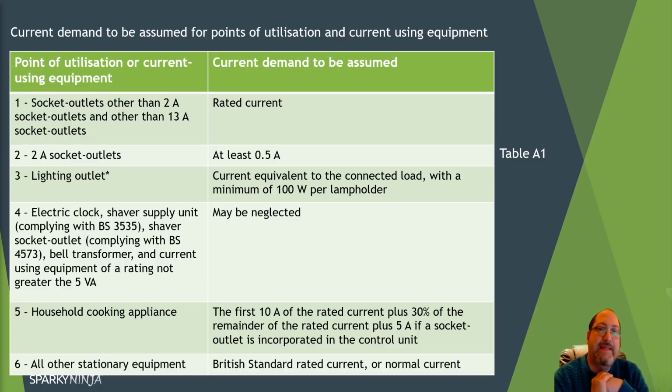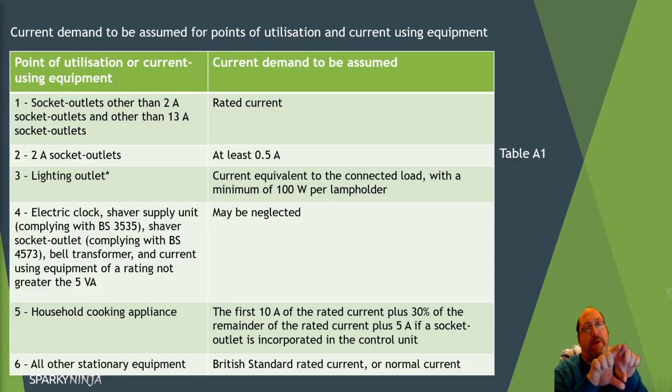Household cooking appliances is the one that they like to play with. And do remember, it's the household cooking appliance. It's very important to remember the household word there. This only applies if it's a domestic cooker. So we'll take the first 10 amp of the total rated current plus 30% of any remaining. Okay, we'll put this into an example in a minute.